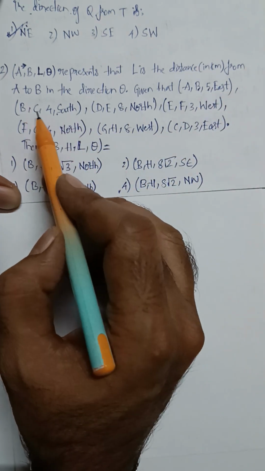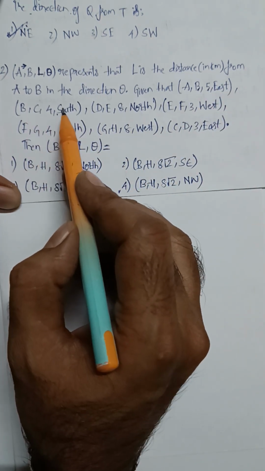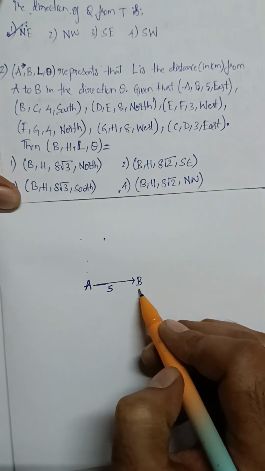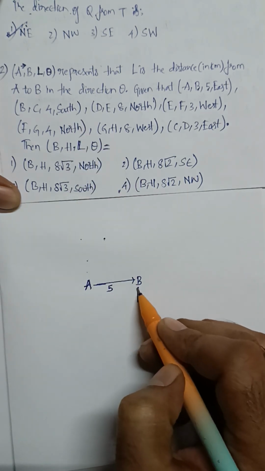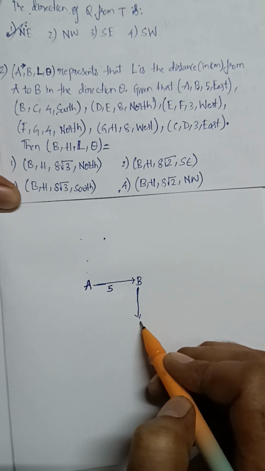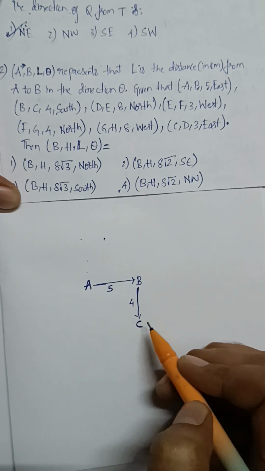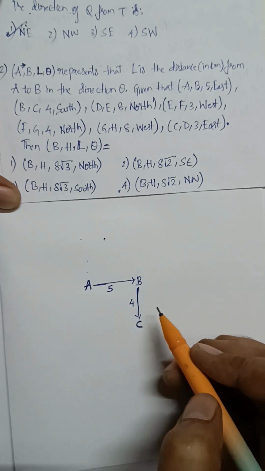Next, C is 4 kilometers south of B. Now B is here, and south of B is this. C is 4 kilometers south of B.